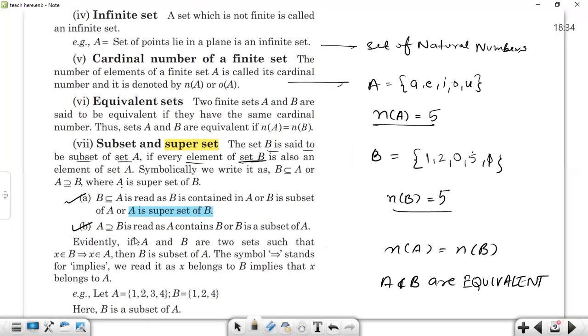So evidently, if A and B are two sets such that x belongs to B and x belongs to A, then B is a subset of A. The symbol stands for implies. We read it as x belongs to B implies that x belongs to A. So this is something you'll understand by using an example.